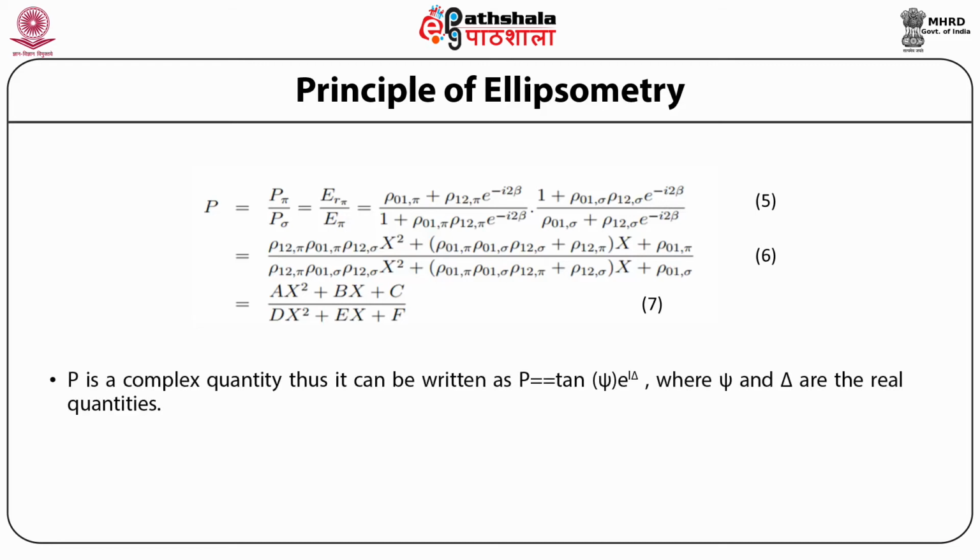P is a complex quantity, thus it can be written as P is equal to tan psi into e raised to power iota delta, where psi and delta are real quantities. The main aim of ellipsometry is to determine these two quantities.